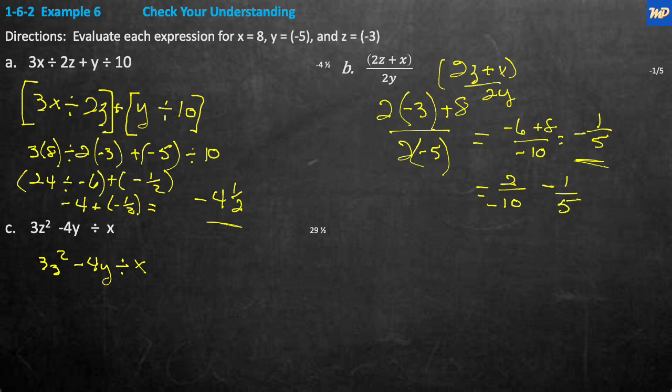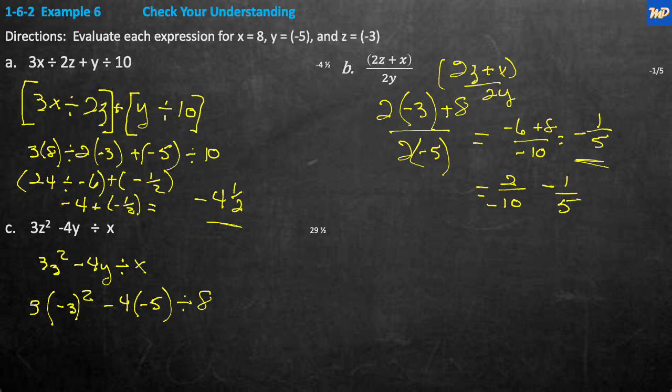The first one is we're going to have to do this exponentiation. We have to do that first, and it's z, and z is the negative 3. So we're going to write 3, and the square goes just with the z. If we had parentheses around the 3z, then we do it all, but we're just doing the z. So it's 3 times, and what is z, which again I said is negative 3? Negative 3 squared minus 4 times 5, negative 5 is y, and divided by x, which is 8.